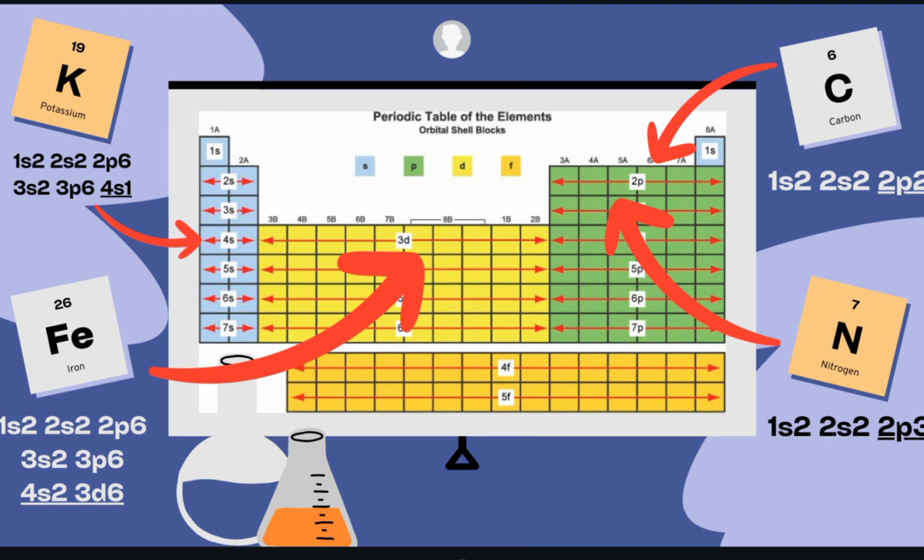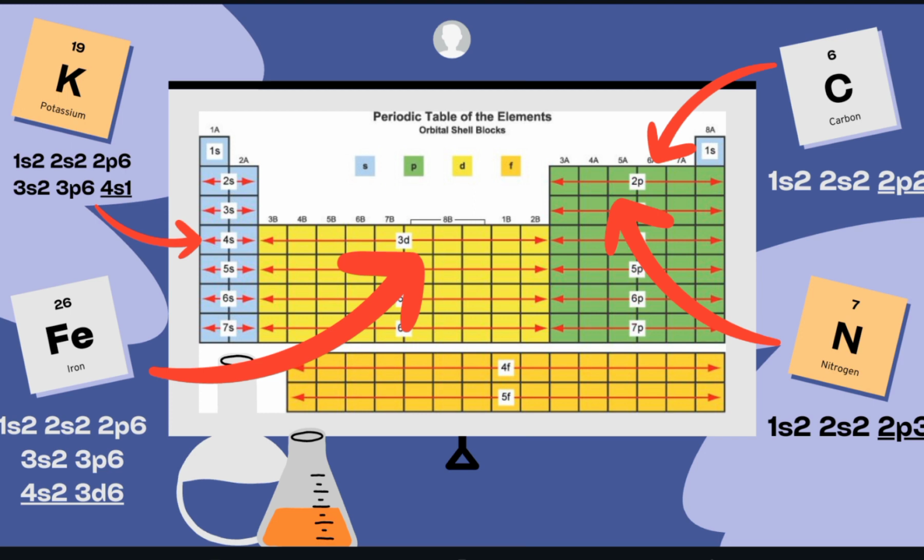Next is carbon. The two valence electrons in carbon are located in the 2p orbital, which makes it an element in the p block. Similarly, nitrogen, which has three electrons in the 2p orbital, is an element of the p block too. Carbon and nitrogen are located in group 14 and group 15 respectively, which are non-metals.